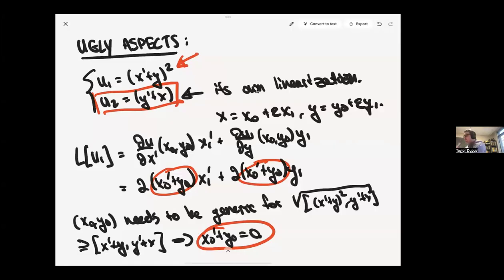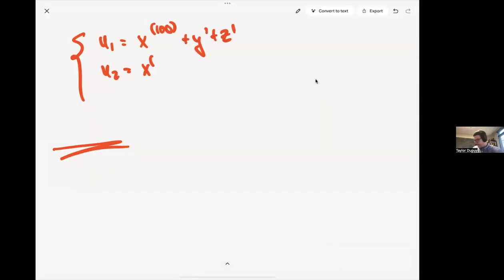Okay, so if you write down this particular example, u1 is x to the 100 plus y prime plus c prime. Taylor, sorry to interrupt. Do you expect us to see something at the moment? Oh, I do expect you to see something, but it's not showing up. Let me stop and start. All right, share. Okay, there it goes.